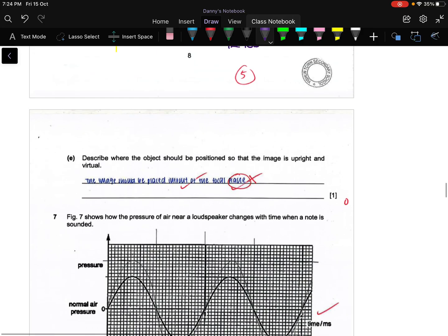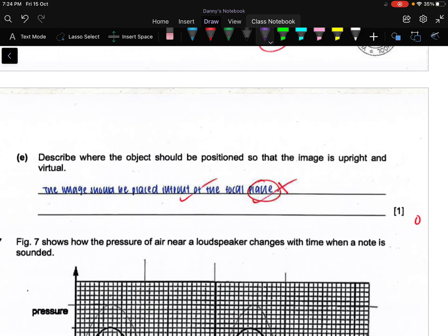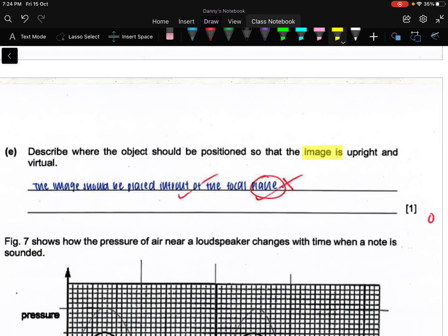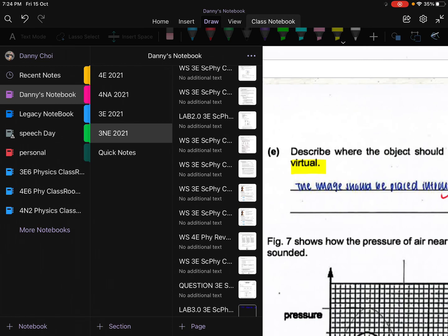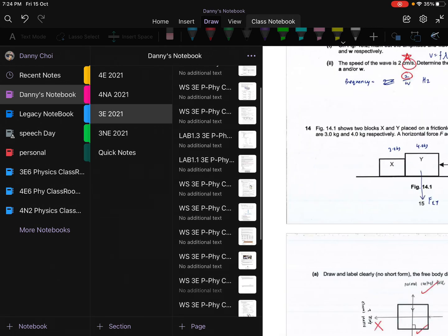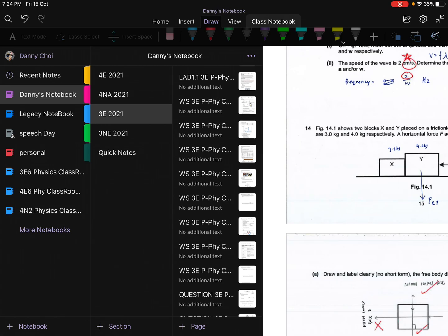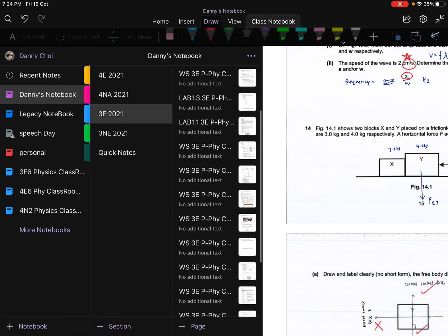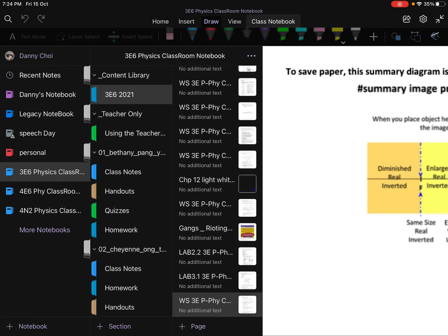Now, for part E, it is how should the object be positioned so that you have an image that is upright and virtual. For this particular thing, you need to refer to your old worksheet. I do not have it, let me see if I have it. I do not have it. Let me see. If you are hearing some scratchy sound, wait, where do I put it?